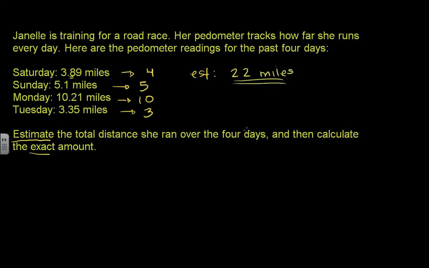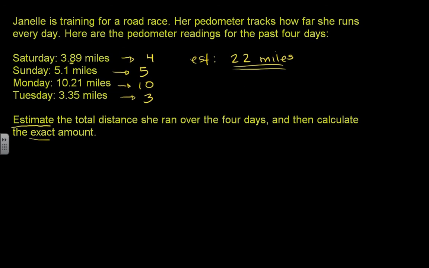That's my estimate. Now let's figure out the exact amount that she ran. Let me scroll down a little bit. We need to add 3.89 to 5.1. And remember, when you're adding decimals, you want to line up the decimal. Then 10.21, and then finally 3.35. And let's add all of these up.